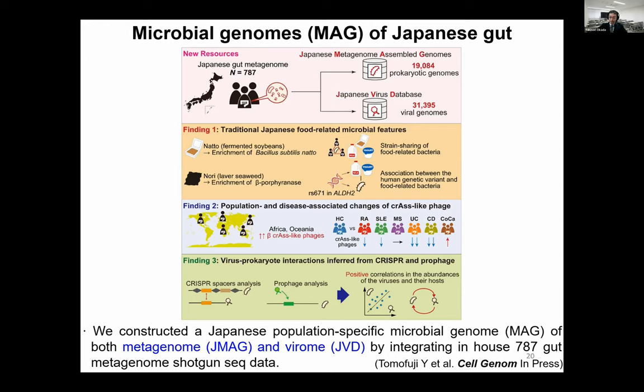And we found several interesting interactions with our dietary habits or some genetic variants, and also virus integration analysis and some virus and prokaryote interactions. But anyway, what we know is we did not understand the Japanese gut microbe well. So we definitely need to develop detailed catalogs of the microbiome in population-specific ways.